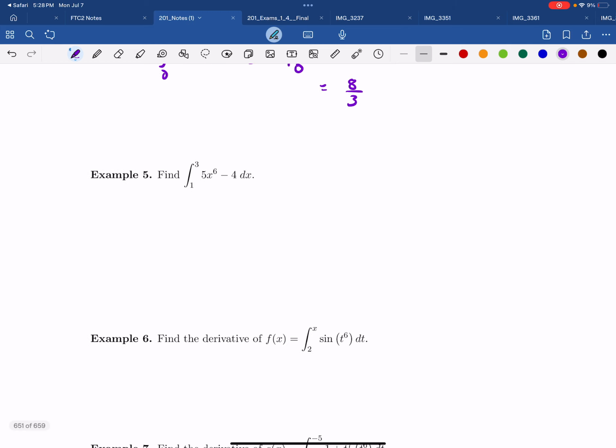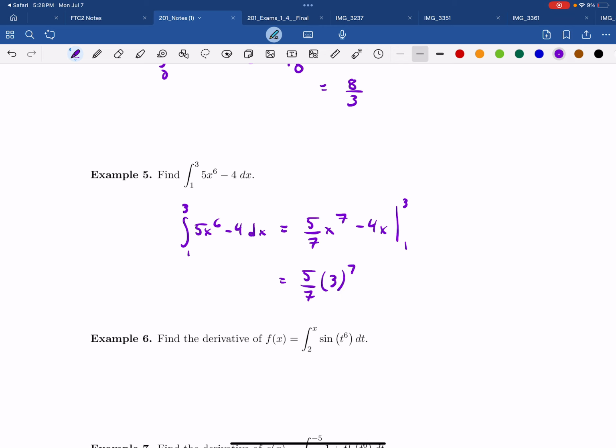Let's try this guy, example 5. The integral from 1 to 3 of 5x to the 6th minus 4, we do write that dx, that's part of the notation, right? It's going to be 5/7 x to the 7th minus 4x from 1 to 3. This is 5/7 times 3 to the 7th minus 4 times 3, minus, and just be a little careful here, right? Put this in parentheses: 5/7 times 1 to the 7th minus 4 times 1. And you could simplify that if you want.